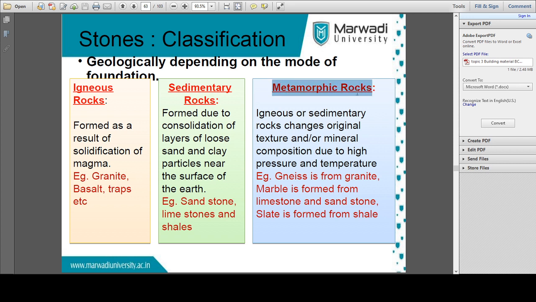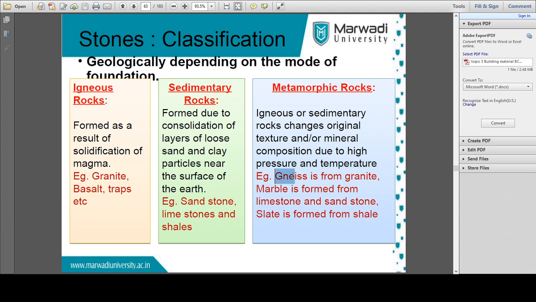Next one is metamorphic rock. Metamorphic rock is actually a combination of both the processes involved in sedimentary rock and igneous rock. If we go for its technical definition, in metamorphic rock, igneous or sedimentary rocks change their original texture and mineral compositions due to high pressure and temperature. Now temperature has arrived over here.